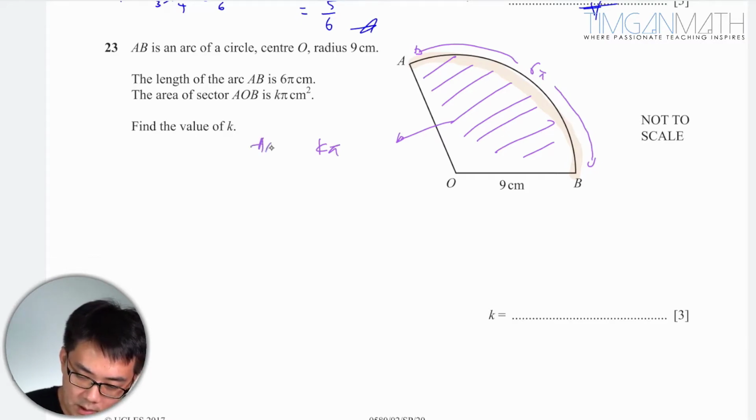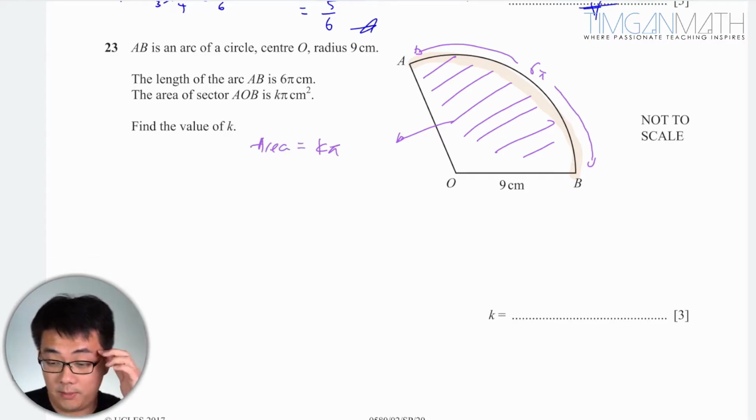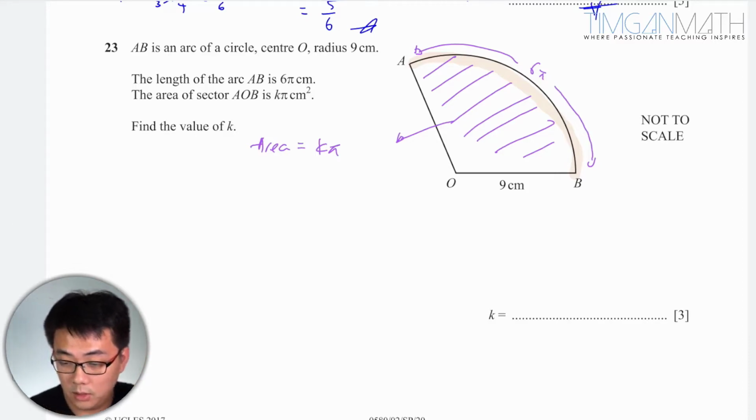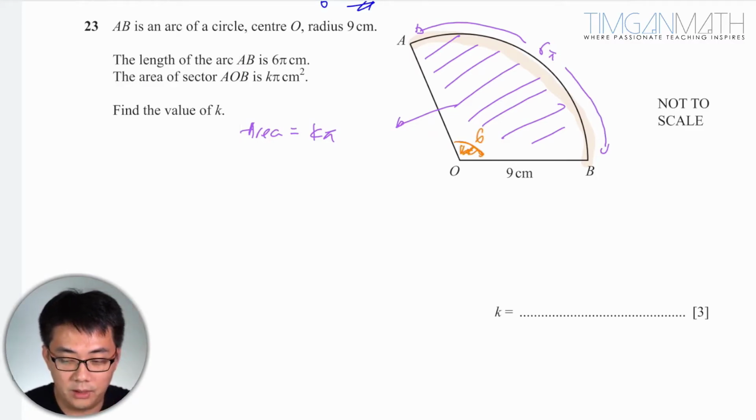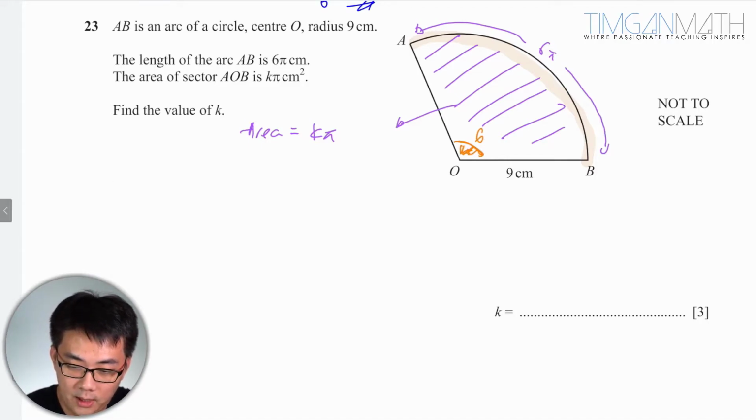Area. Find the value of k pi. Okay, not drawn to scale. Now, if you have an arc length here, what we could do is actually find this angle here in radians. Okay, so let's say theta is in radians. Let angle AOB equal theta radians.